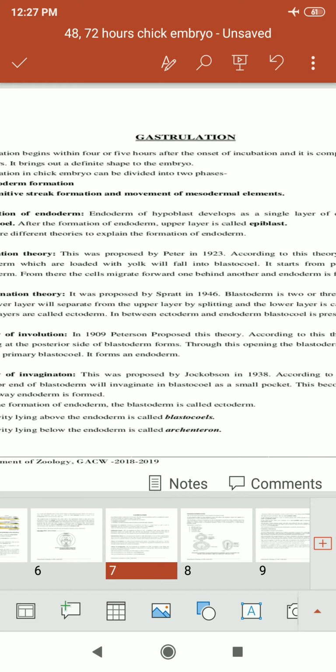And the theory of invagination was proposed by Jacobson in 1938. According to this theory, the posterior end of the blastoderm will invaginate, forming a small pocket. The cavity lying above the endoderm is called the blastocoel. The cavity lying below the endoderm is called the archenteron.